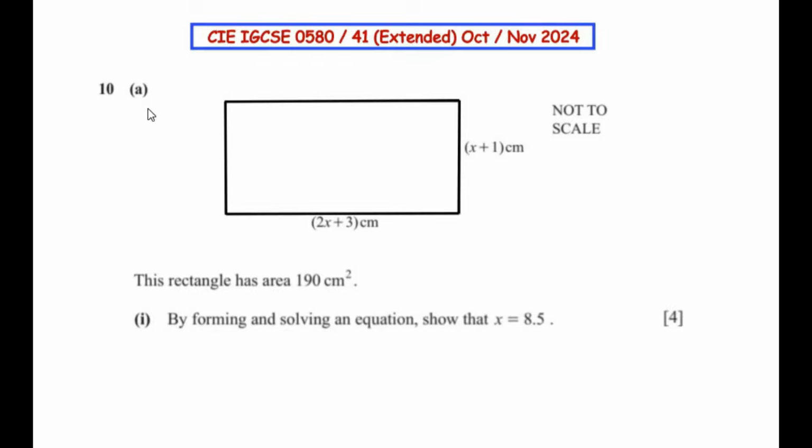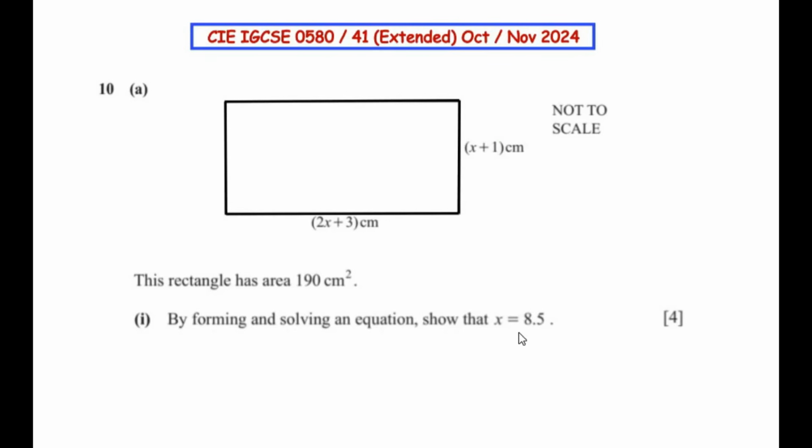This rectangle has area 190 square centimeter. By forming and solving an equation, show that x is equal to 8.5. So we can see that a rectangle is given and the length and the width are given in terms of x. Let us consider the length to be 2x plus 3 and the width to be x plus 1. And here they have said that the area of this rectangle is 190 centimeter square.